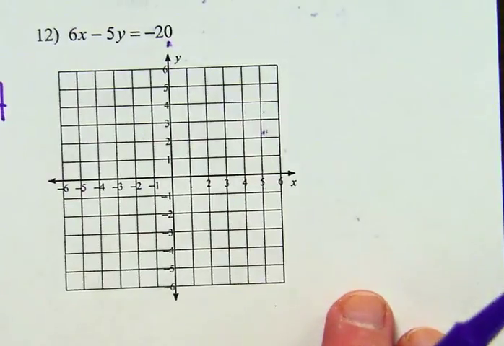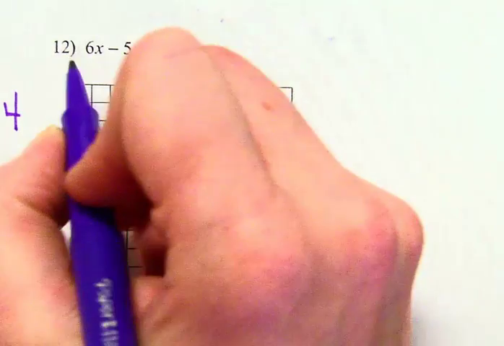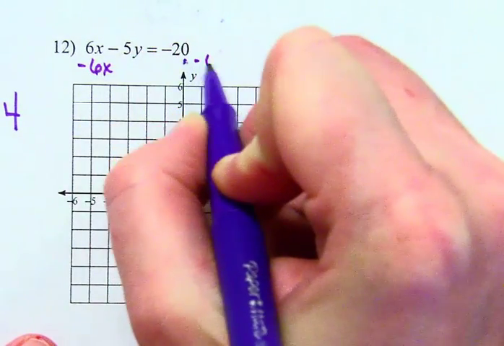Last one. 6x minus 5y. Subtract 6x from both sides.